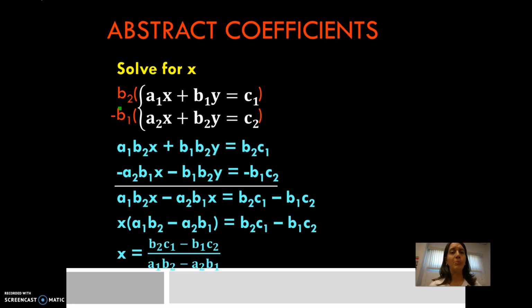Again, we're not back substituting. We are only going to be looking for one of the variables in the question. Make sure on your homework you do read the instructions carefully so you know, are you supposed to be solving for x or are you supposed to be solving for y?